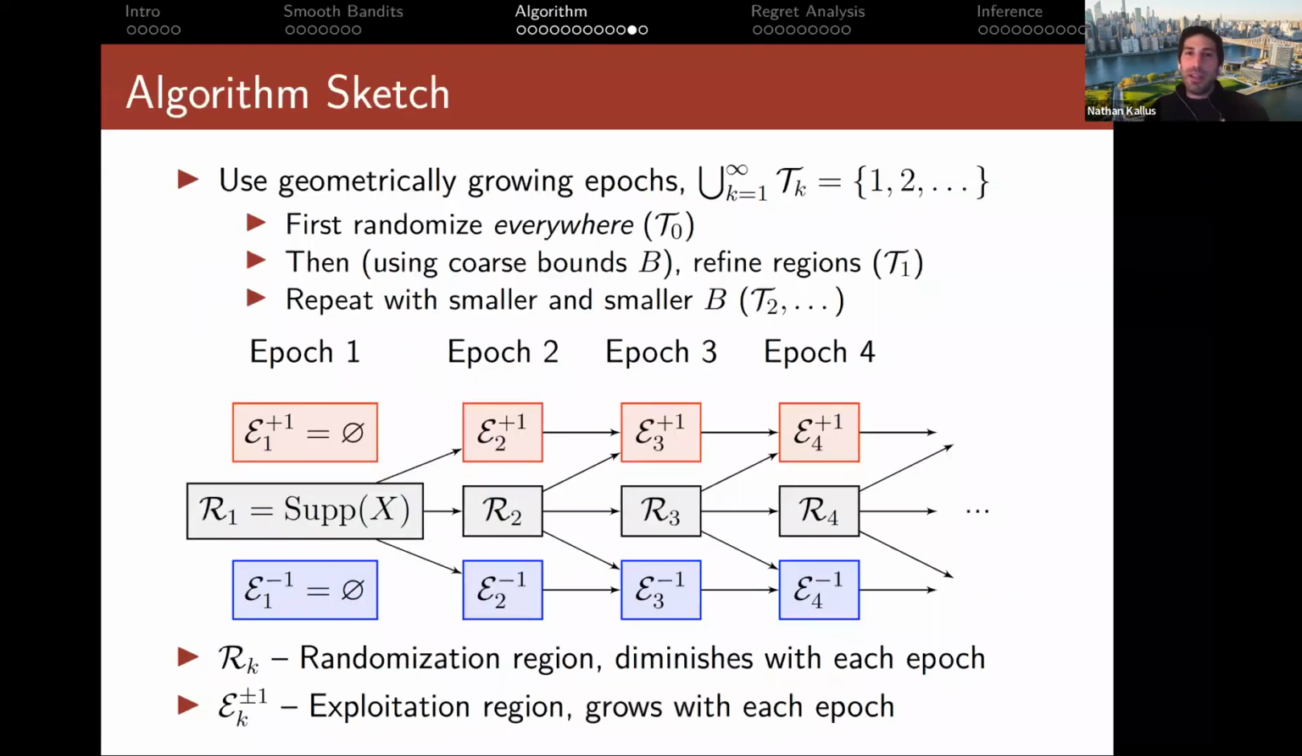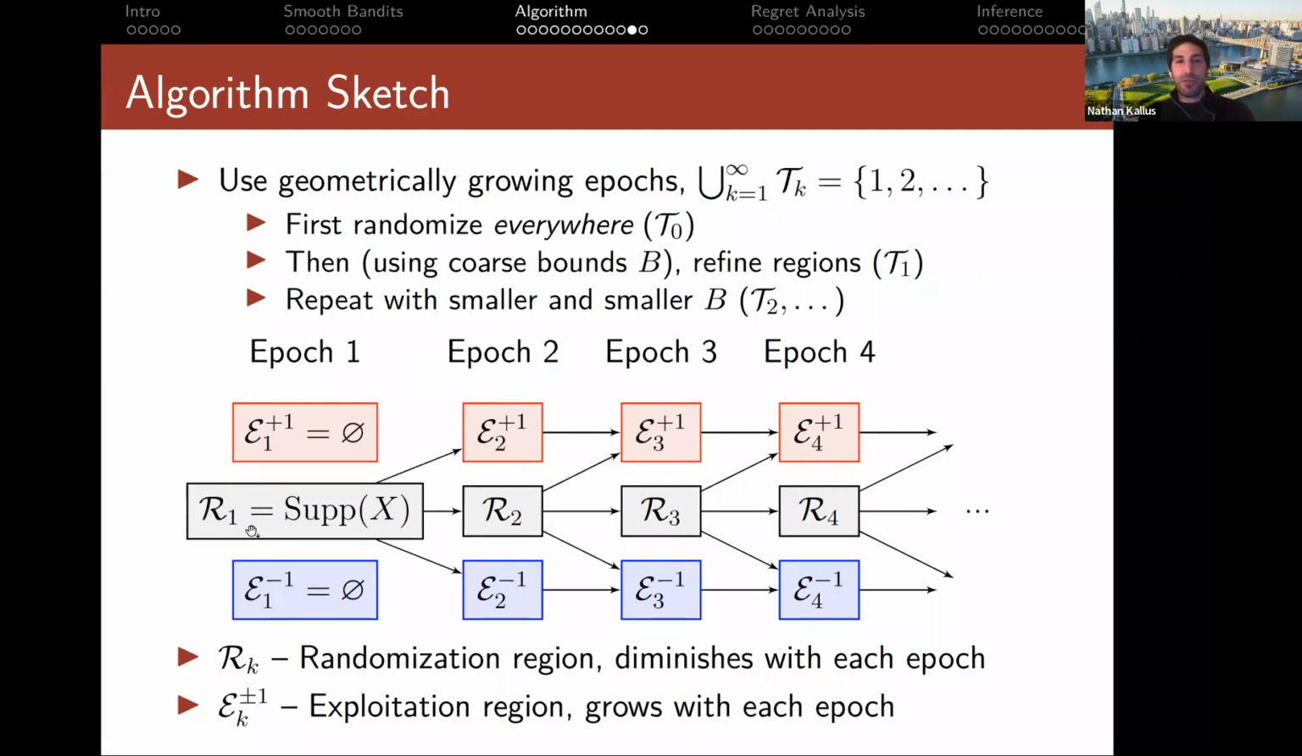So it's going to proceed in geometrically growing epochs, and in each epoch we're going to have a plan of attack. The first epoch is going to be 10 steps, and the second epoch is going to be 20 steps, and the third epoch is going to be 40 steps, and the next epoch is going to be 80 steps, and then 160 steps, et cetera. And then at the end of each epoch, we're going to refine. So in the first epoch, our plan of attack is going to be randomized everywhere. So we're always going to keep 3 sets on hand.